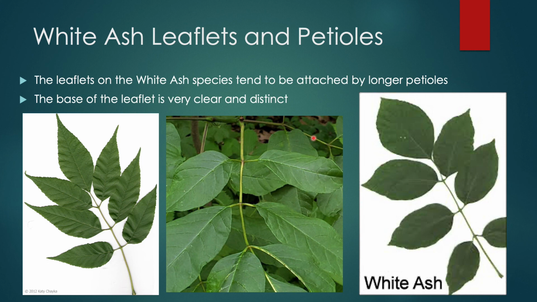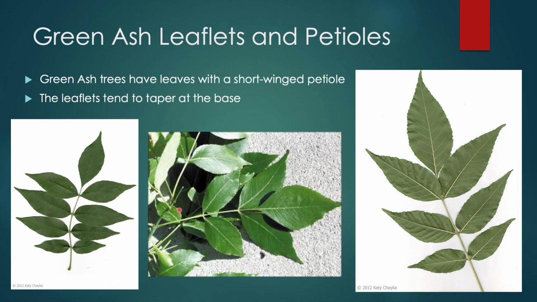So in white ash, the leaflets are going to be attached by long petioles here. You can see how you definitely have a gap. There's probably a little bit of the petiole and then the leaf. And the base of the leaflet is very clear and distinct. So that long petiole is going to be a key feature, especially when I show you these next pictures. So green ash, see how much shorter the petiole is there. It doesn't have as much space between the leaflet and the stem. There's just a very short petiole that's attached between them, shown in all of these pictures. And the leaflets tend to taper at the base, as you can see there.